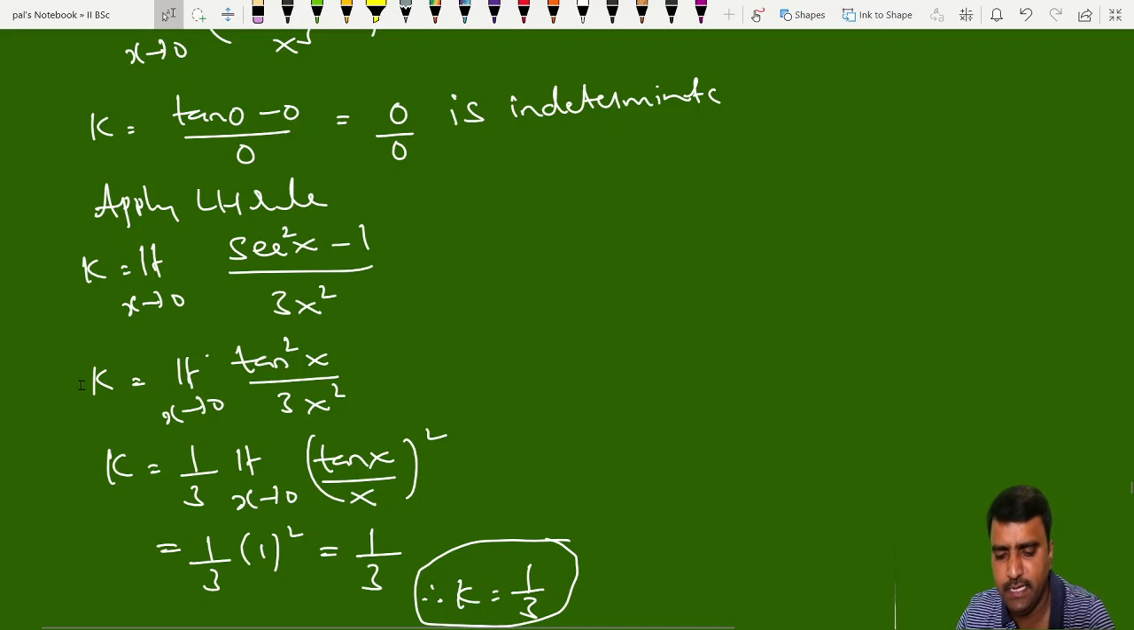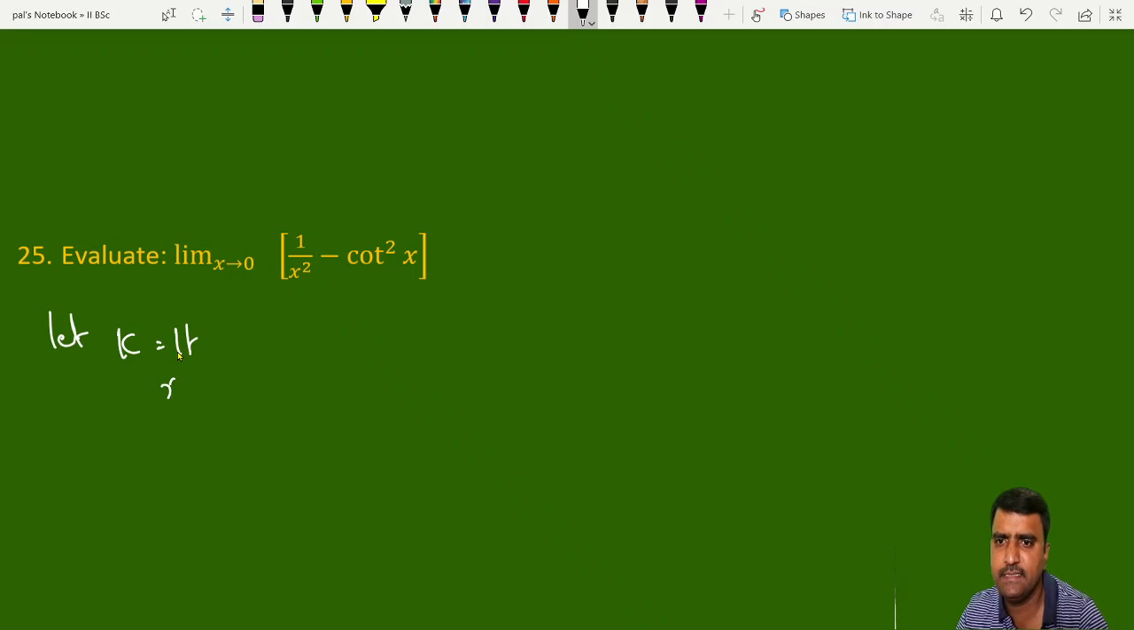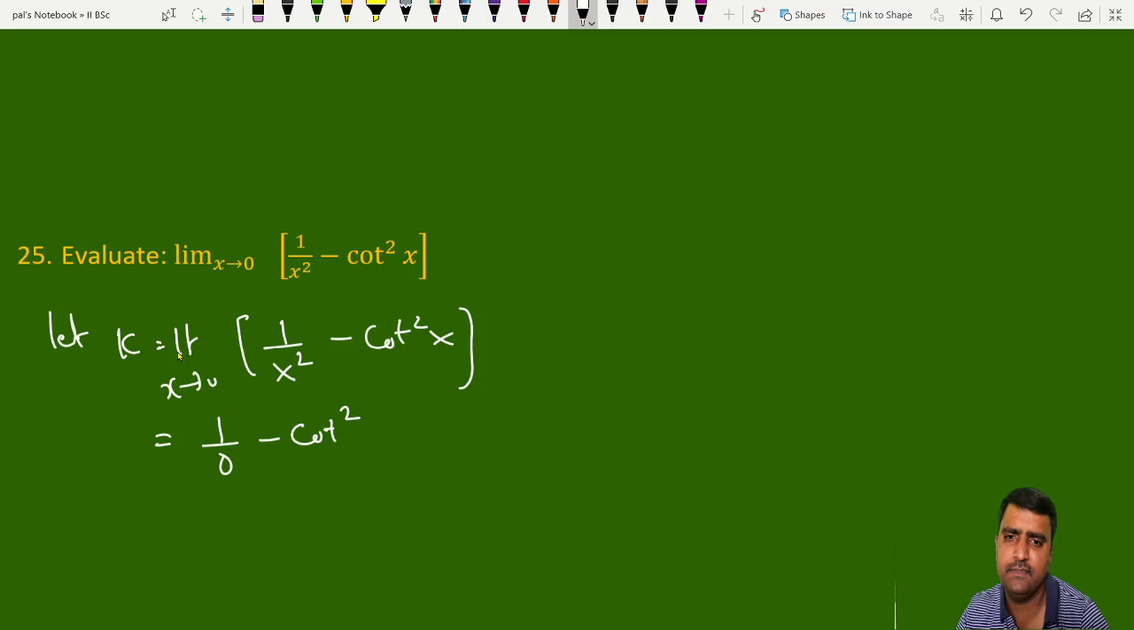Like this we can evaluate infinity minus infinity forms. I'll solve one more similar problem. Let k is equal to limit x tends to 0 of 1 by x square minus cot square x. If you apply the limit, it is 1 by 0 minus cot square 0. 1 by 0 is infinity, cot 0 is also infinity. Infinity minus infinity is indeterminate.